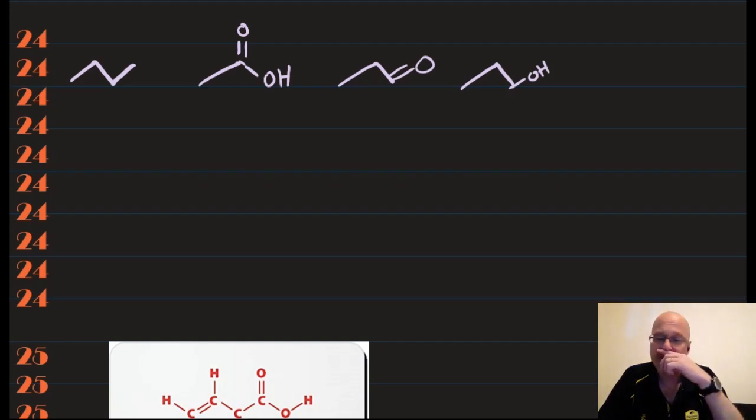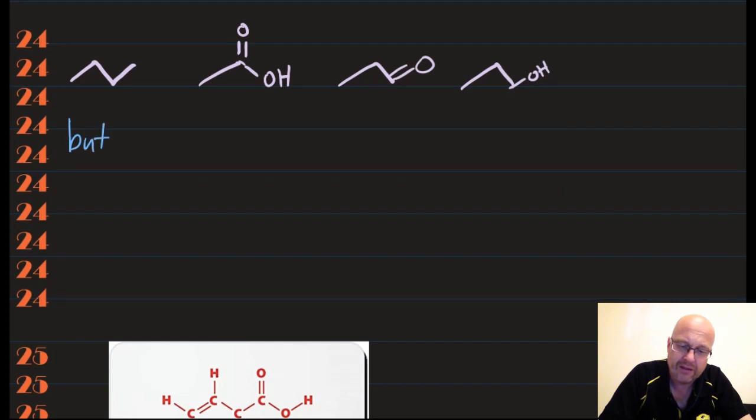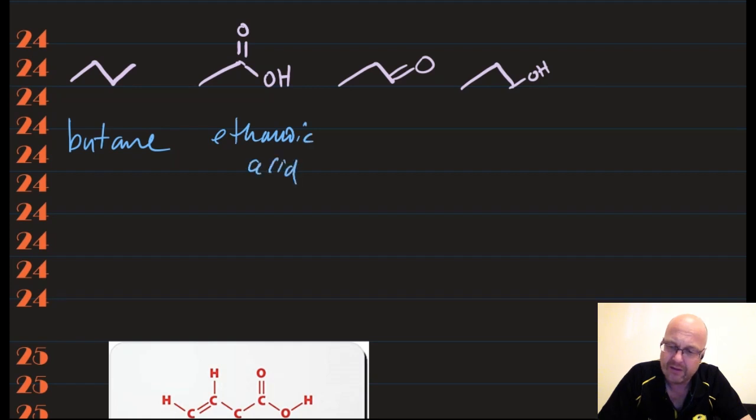Okay, increasing boiling points. Let's have a look at these molecules. I've got butane. I've got, that looks like ethanoic acid. Ethanoic acid. I've got propanol.